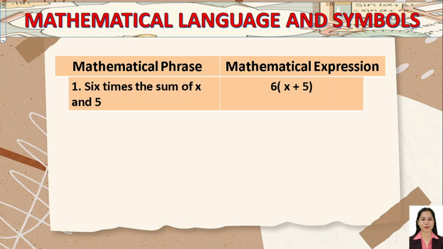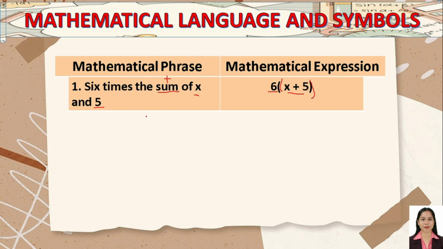So, number 1, we have 6 times the sum of x and 5. Sum means plus. Then, 6 times means you're going to multiply 6 by the sum of x and 5. So, we add x and 5 first, then multiply it by 6. If you translate that into a mathematical expression, we have 6, then we use parentheses, then add the two quantities, which is x plus 5.